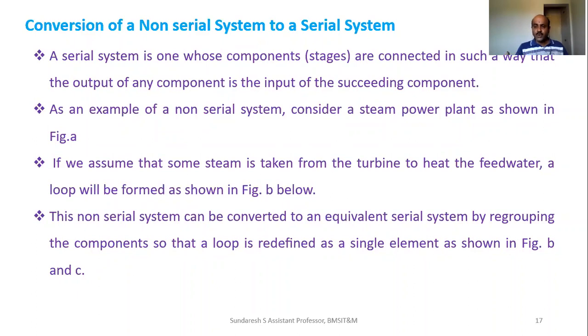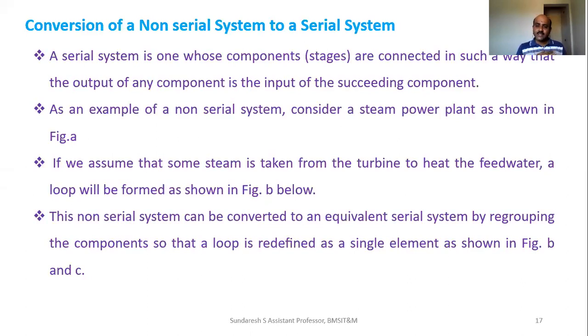Okay. So how can we do that? We will take one simple example, and we will discuss how non-serial systems are converted into a serial system. Okay. So a serial system is one whose components are connected in such a way that the output of any component is the input to the succeeding component. The output of one component will be the input to the succeeding component, and that is what we generally call a serial system.